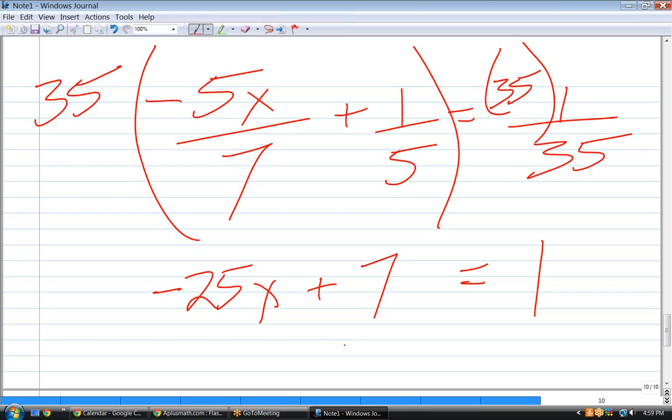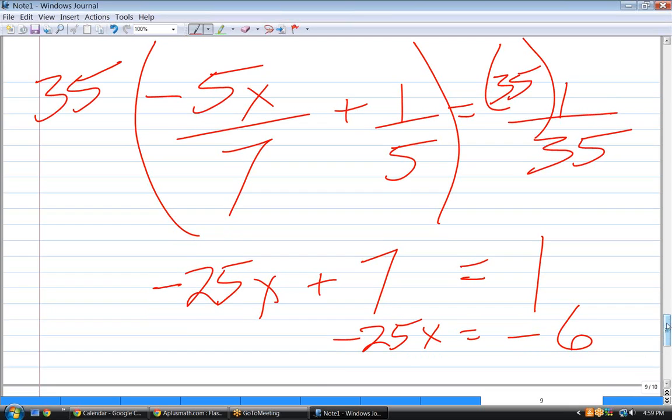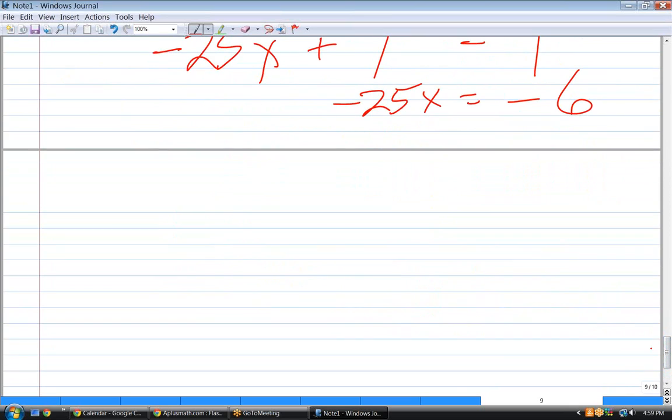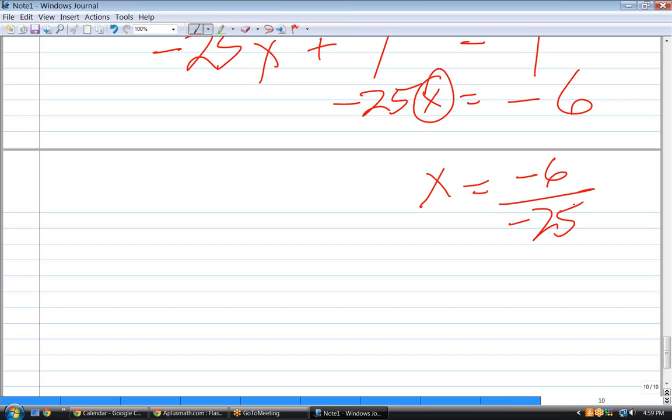Minus 7. Okay, so what do I got now? Minus 25x equals? Negative 1. Got 1 minus 7. Minus 6. Okay. Now what? Do you divide by 25? By negative 25. Remember, we're always trying to isolate the x. So x is equal to minus 6 divided by minus 25, which is equal to a positive.